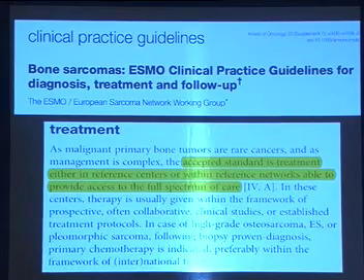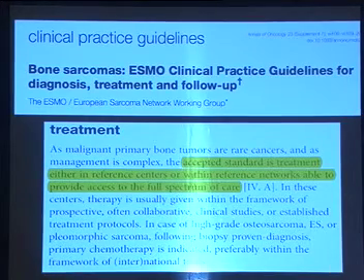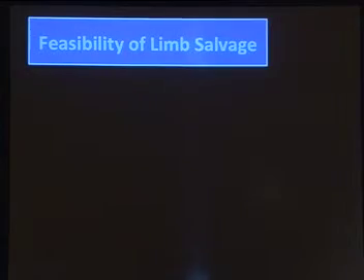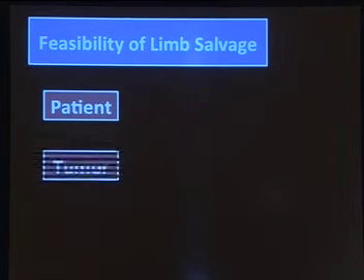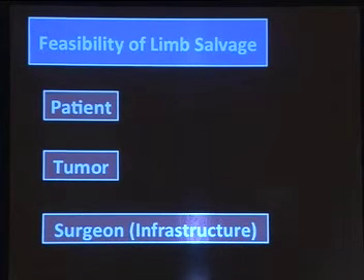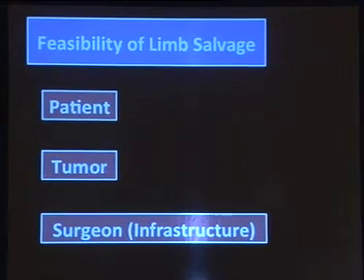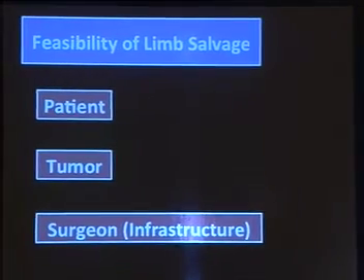Coming to the clinical practice guidelines issued by ESMO, the European Society of Musculoskeletal Oncology, the first and foremost thing it says regarding treatment is that accepted standard treatment is either in a reference center or within reference networks able to provide access to the full spectrum of care. So this is a very important thing which we discussed when Manish was speaking. All care of musculoskeletal tumors should be in a tertiary referral center where you have facilities to deal with them. The feasibility of limb salvage surgery depends on the patient, it depends on the tumor, and finally, it depends on the skills of the surgeon. Actually, when I say skills of the surgeon, I mean the infrastructure which is available in that particular setup.